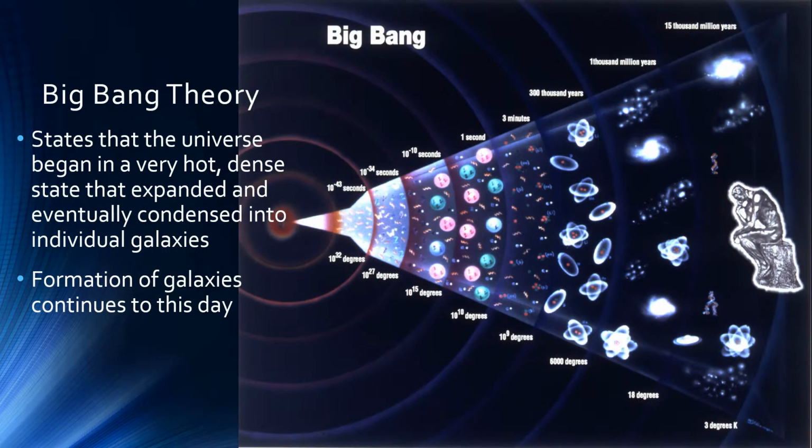Our Big Bang theory states the universe began in a very hot, dense state that expanded and eventually condensed into individual galaxies. Formation of galaxies is still happening. According to the Big Bang theory, the universe began expanding approximately 15 billion years ago and has created all of the matter that is out in the universe.